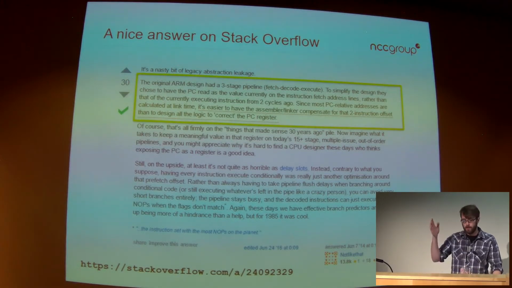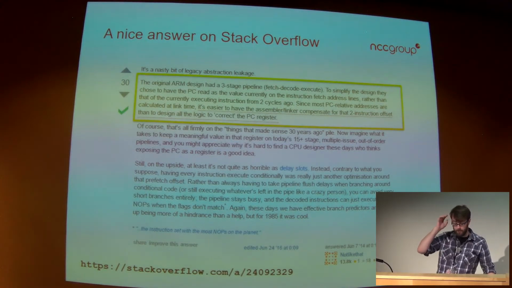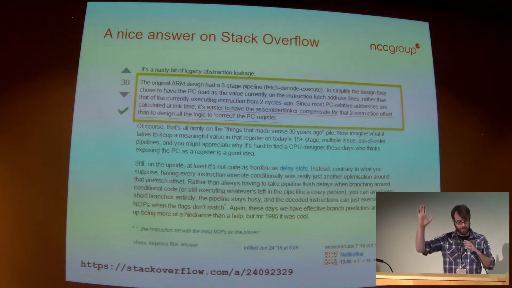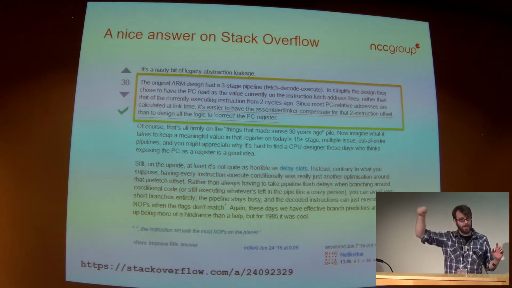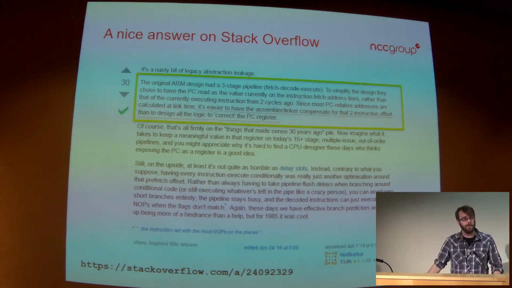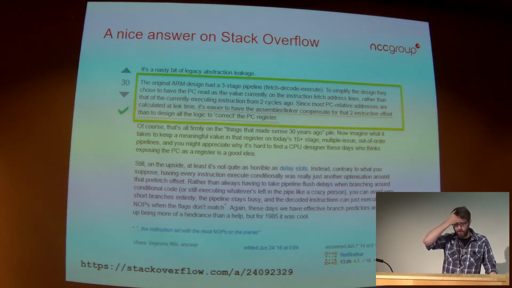So this fetch, decode, execute, you think about it, you can pipeline it, and while you're doing the decode, you can start fetching the next one so that you're a little more efficient. So they have this pipeline going on, so PC is getting updated while you're working on stuff, and it's easier to have the assembler/linker compensate for that 2 instruction offset than to design all the logic to get the correct PC value.